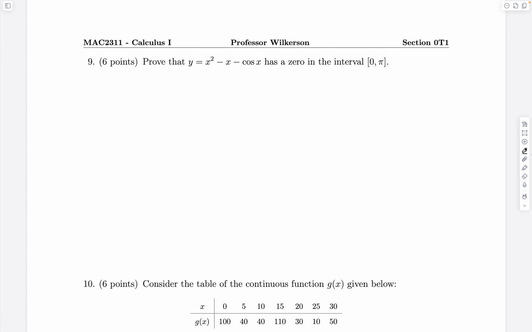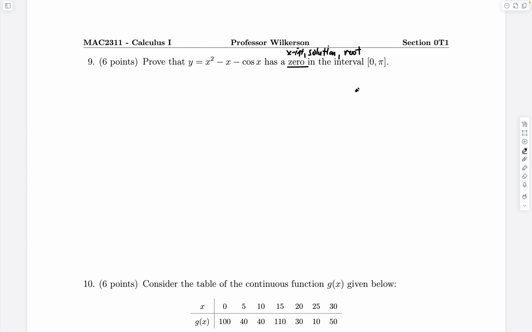Here on question 9, we're asking to prove that y equals x squared minus x minus cosine x has a 0 on the interval 0 to pi. Recall that a 0 means the same thing as an x-intercept, or sometimes we call that a solution. There's a bunch of different names. We might even say a root. It has a root on that interval.